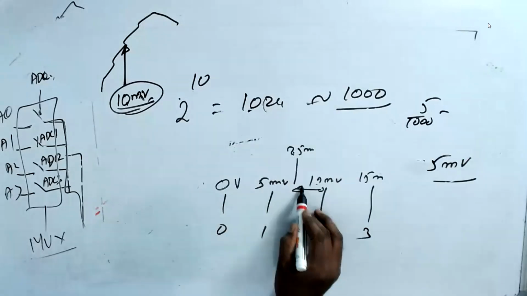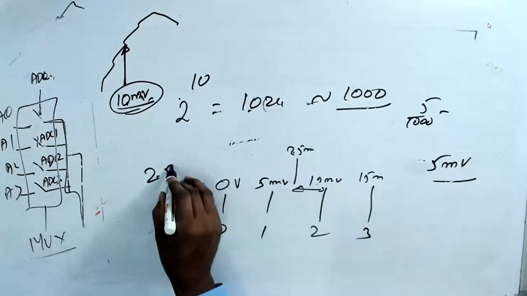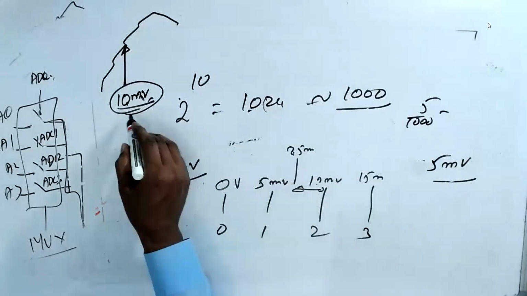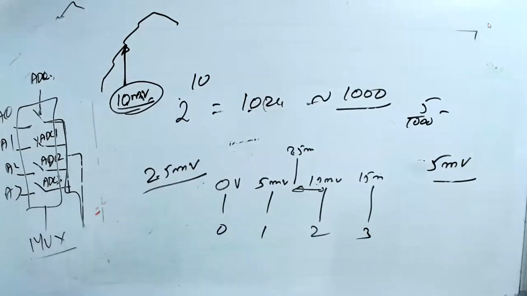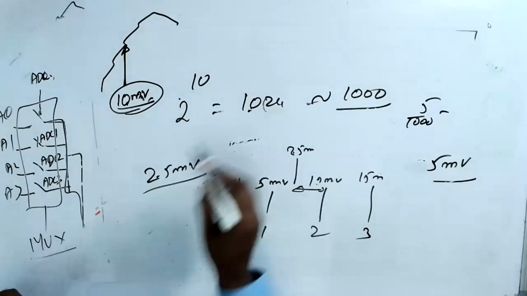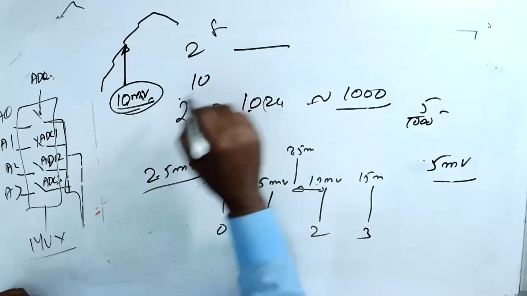In the other case, the worst case error is 10 millivolt. If you sample with 2 power 8, the error is 10 millivolt. In this case, the error is 2.5 millivolt.